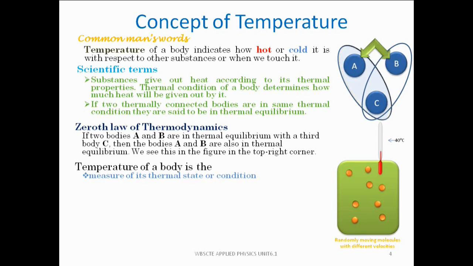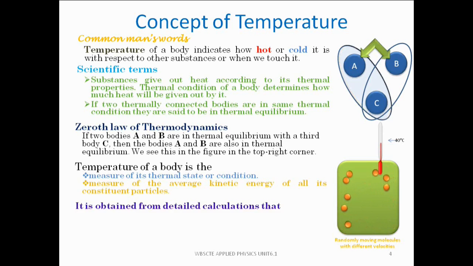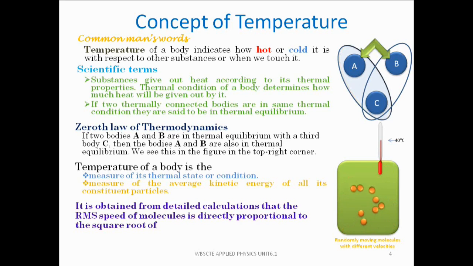Temperature of a body is the measure of its thermal state or condition. Temperature of a body is a measure of the average kinetic energy of all its constituent particles. RMS speed of molecules is proportional to the square root of the absolute temperature of the substance.